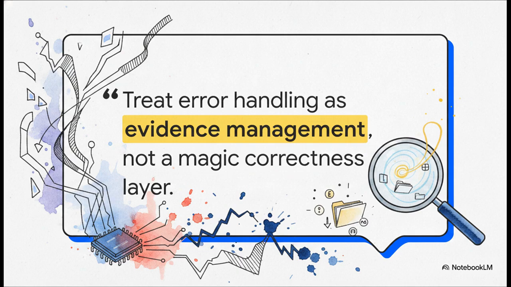Ultimately, the whole mindset boils down to this. Treat error handling as evidence management, not some magic correctness layer. The hardware is going to fight you, the transpiler is going to stretch out your circuit, the mitigation techniques are going to amplify your variance. You aren't just writing code anymore. You are building an evidentiary case that your quantum signal actually survived the noise.